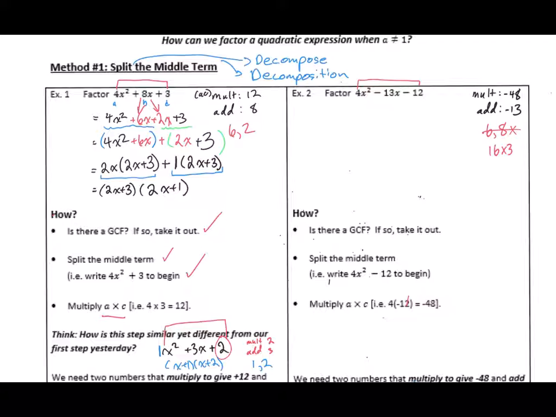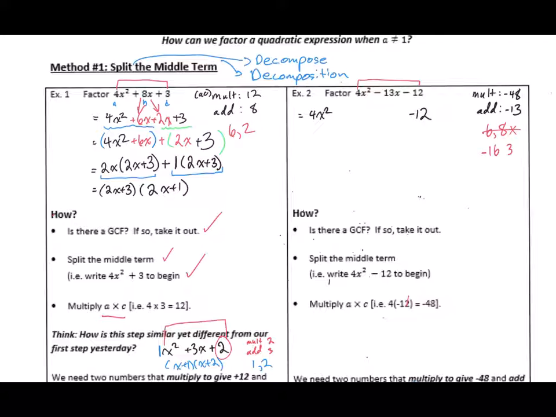But one of them must be negative. The question is which one. So when I look at this, because the middle term is negative, I'm going to assume that the bigger number is negative. So now let's go and split our problem.